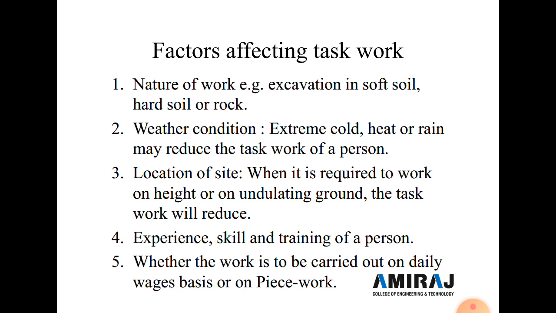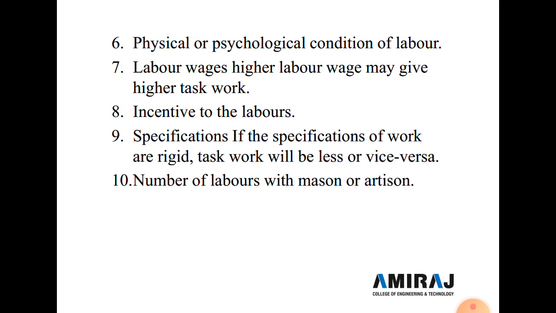Now fourth is the experience, skill, and training of a person. And fifth is whether the work is to be carried out on a daily wages basis or on piecework. So it also affects the task work. Now sixth is physical or psychological condition of labor. Seventh is the labor wages. Higher labor wages may give higher task work and incentive to laborers. So after some time, incentive to the labor is compulsorily required, compulsorily given.